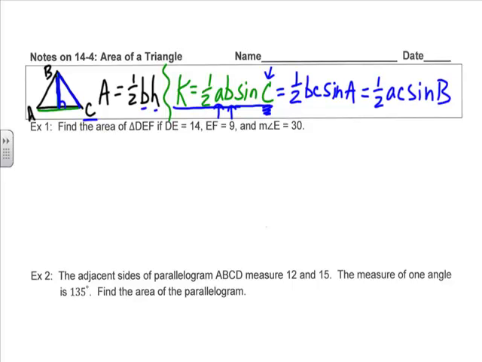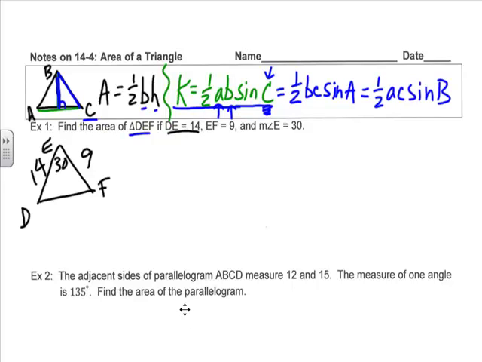Now in addition to that, there's a possibility that you'll have some triangle that doesn't even have A, B, and C in it, maybe D, E, F, as in this case. So as I said before, I just recommend you draw the picture. So I'm going to go ahead and draw DEF in this case. In this example, we're going to find the area of DEF, given DE equal to 14, EF equal to 9, and the measure of angle E equal to 30. So we need to find the area.